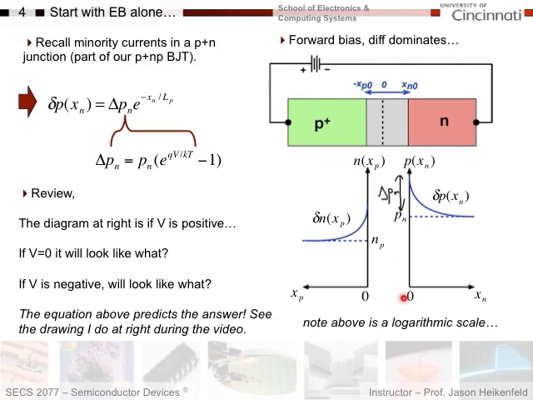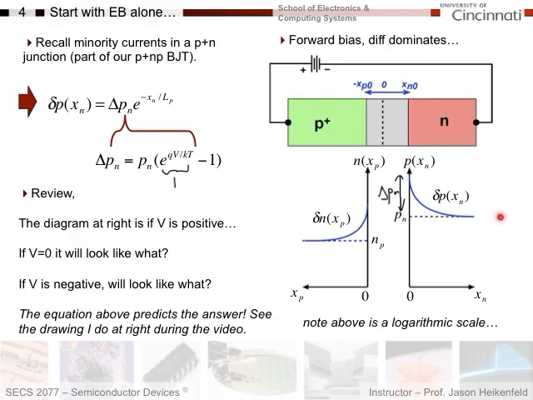So let's review this again and repeat just what I said there. The diagram I have is for if voltage is positive. So this is positive voltage, you have an excess of holes showing up here. If voltage equaled 0, what would this diagram look like? Well, we know that if voltage was equal to 0, then this term here would be 1. V equals 0, I would have 1 minus 1, which is 0. So delta Pn would be 0. I would have no delta, and I would just have P sub n. So at V equals 0, my concentration would be just P sub n, right?